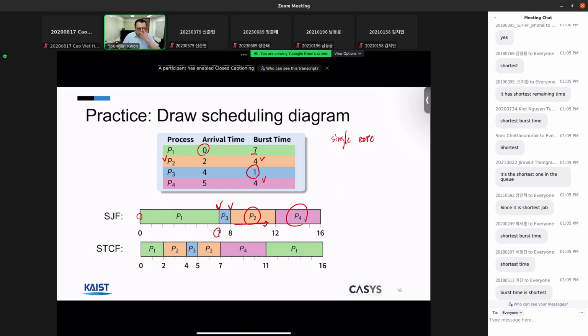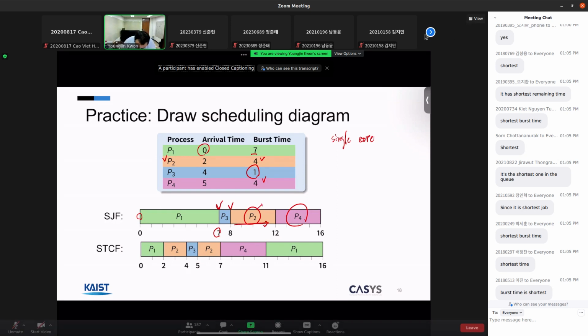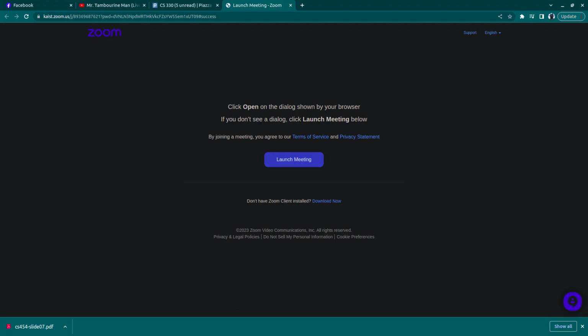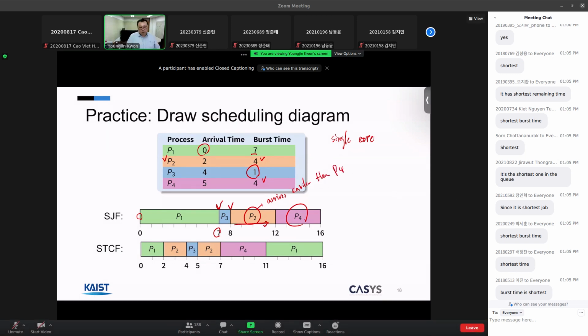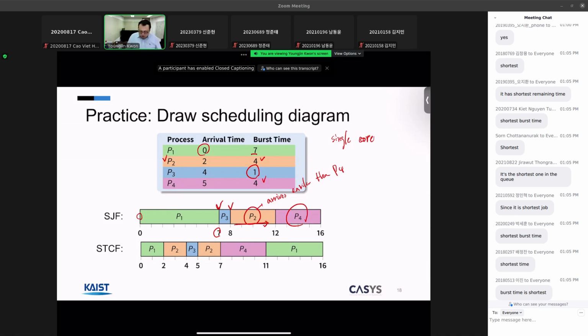So they are equal, and P2 arrives earlier than P4, so P2 is selected, then P4. That's SJF. Let's look at STCF. Again, SJF is non-preemptive. This one is preemptive. So let's take a look at the preemption points.